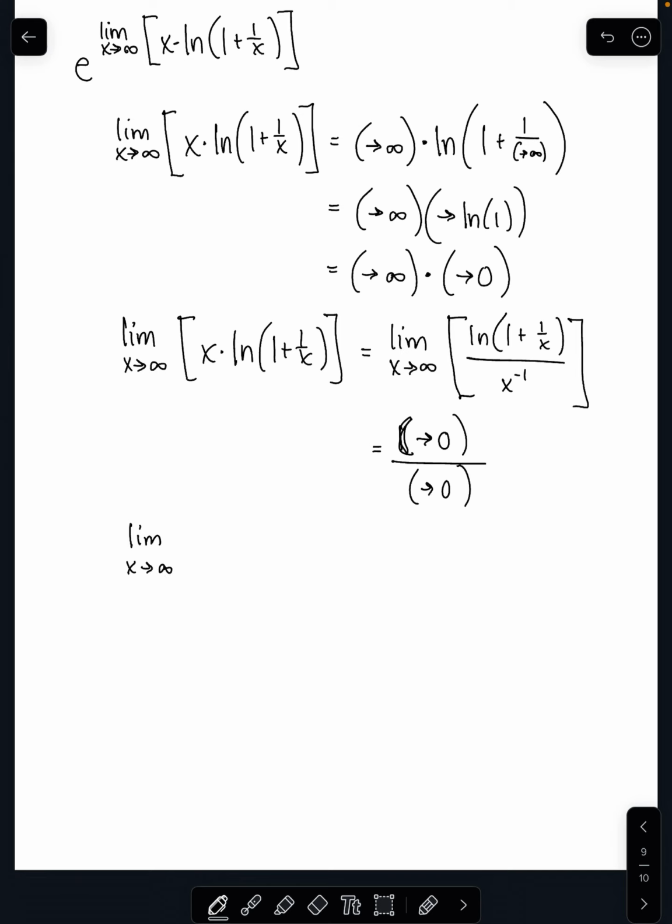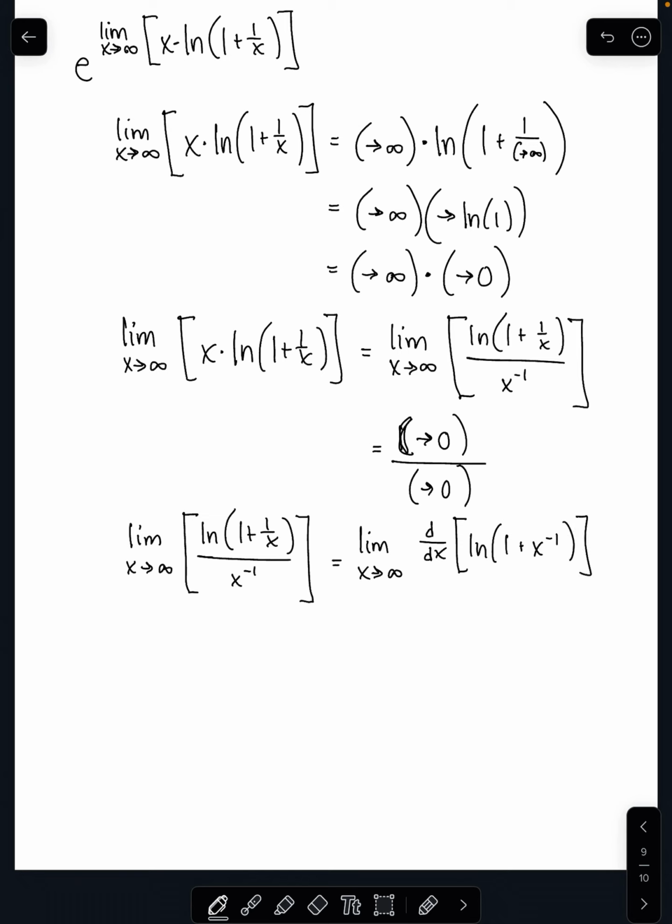So we take our new fractional form of the limit, and apply L'Hopital's rule to it to say that the limit as x approaches infinity of the natural logarithm of 1 plus 1 over x, over x to the negative first, is equal to the derivative of the natural logarithm of 1 plus 1 over x, which I'm going to choose to rewrite as x to the negative first for the purposes of differentiation. And in the denominator, the derivative of x to the negative first.